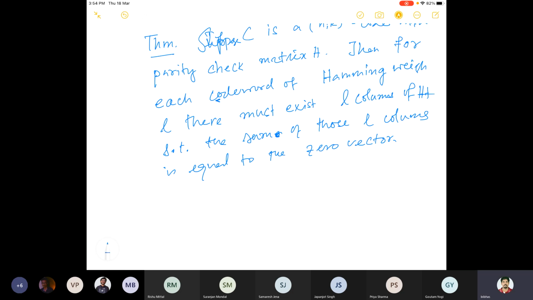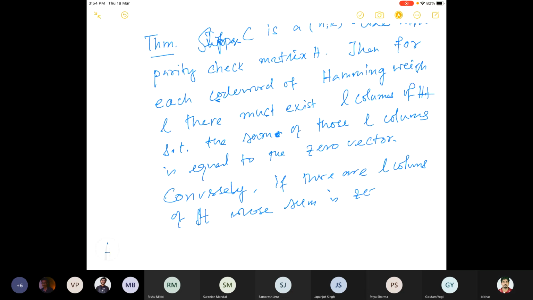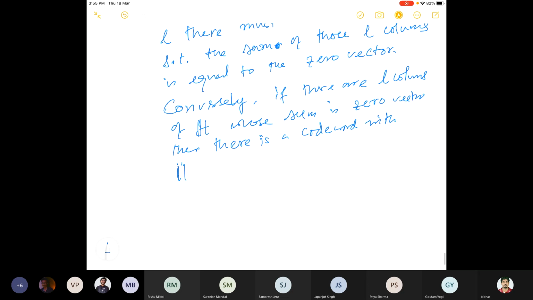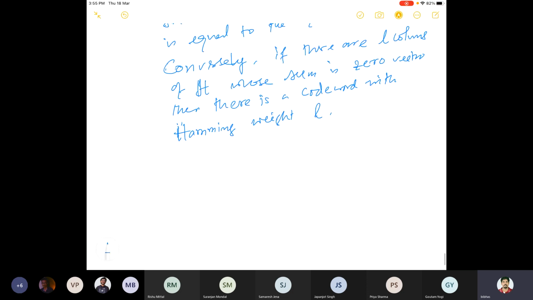Conversely, the proof is very simple. If there are L columns of H whose sum is the 0 vector, then there is a code word with Hamming weight L. Okay, let us just prove that and then we'll see what is the consequence of this.